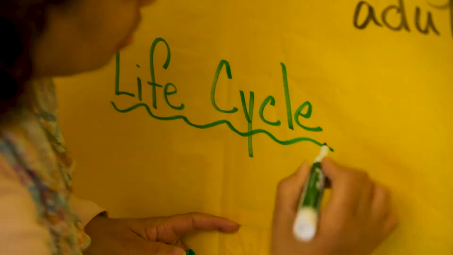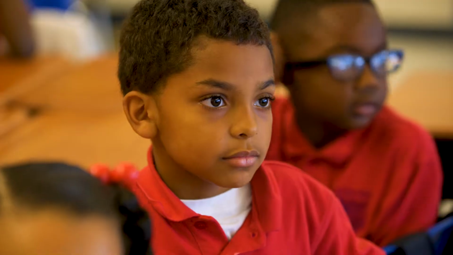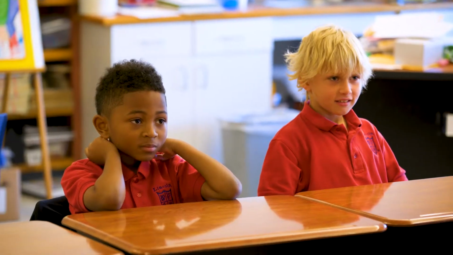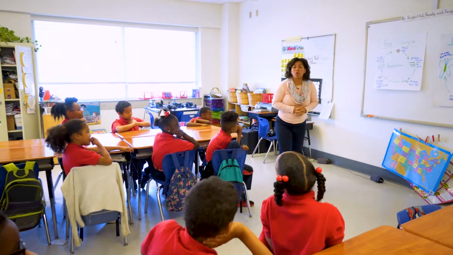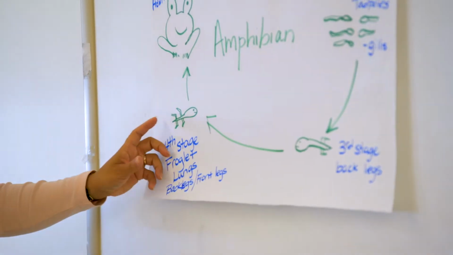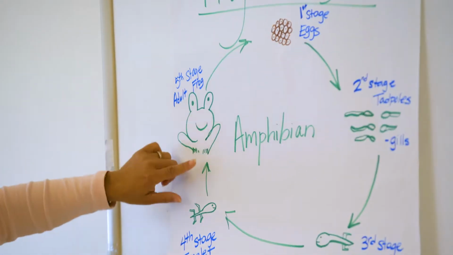I usually introduce the lesson by first introducing vocabulary, so the children will have some background of what we're doing. I want to know what they know first, and then I'll interject and let them know the main concepts of what's being taught. Here's just a couple of vocabulary words that I want to give to you. Eggs, tadpoles, gills, back legs, froglet, lungs, and of course, adult, okay?